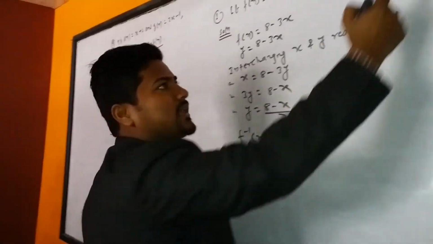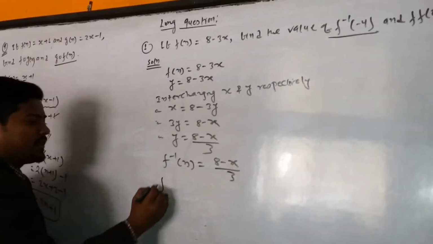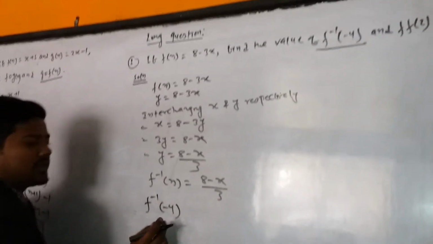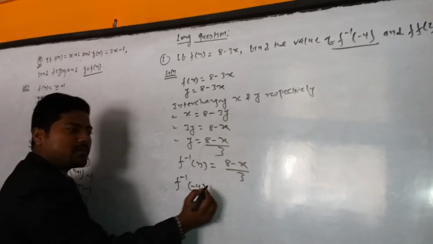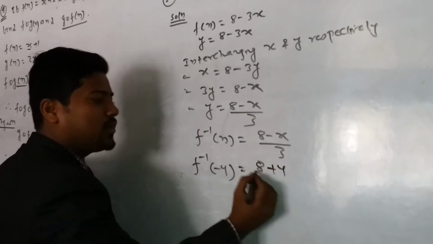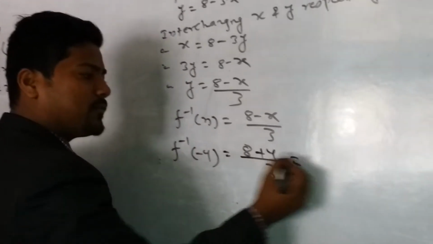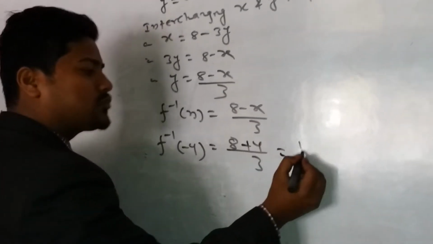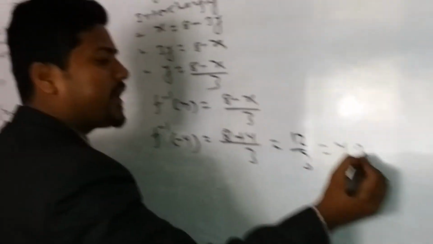But our question is what? Find f inverse of minus 4. In the place of x, what do we have to put? Minus 4. Here 8 minus, and minus times minus is plus 4, by 3. What will come? 8 plus 12. 3 4s are 12, by 3. Then what will come? 4 is the answer.